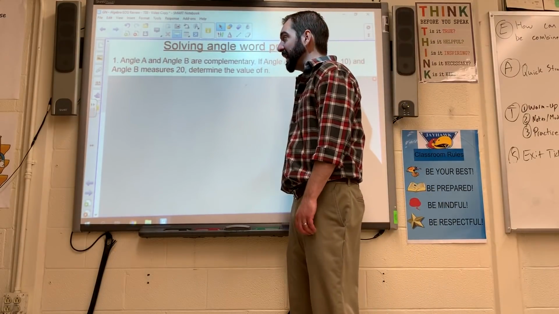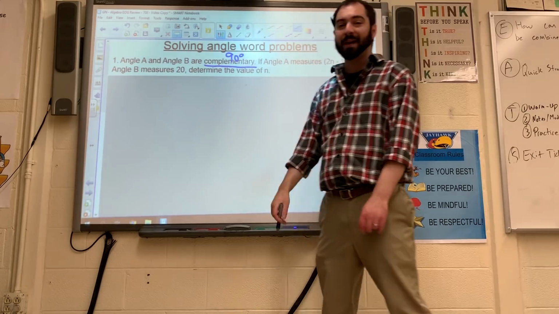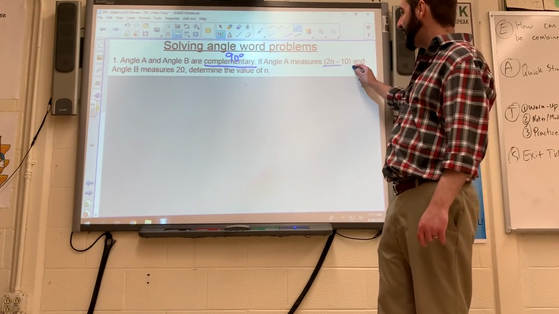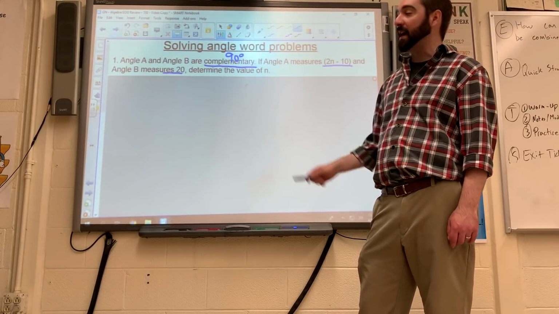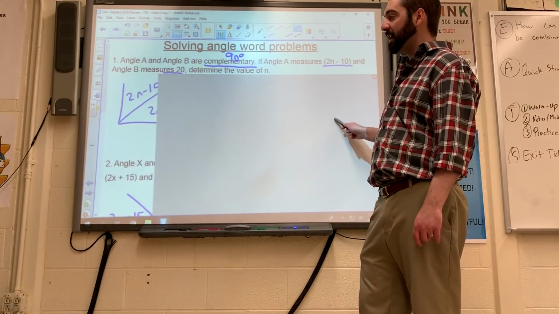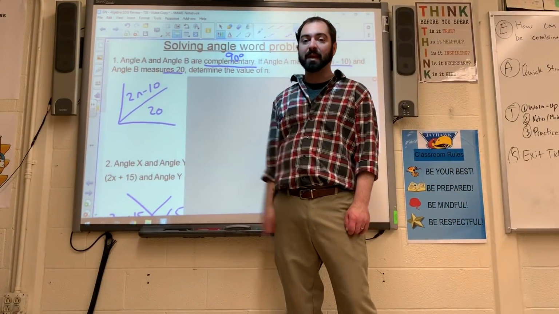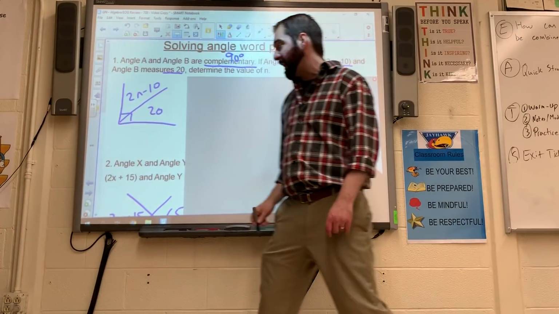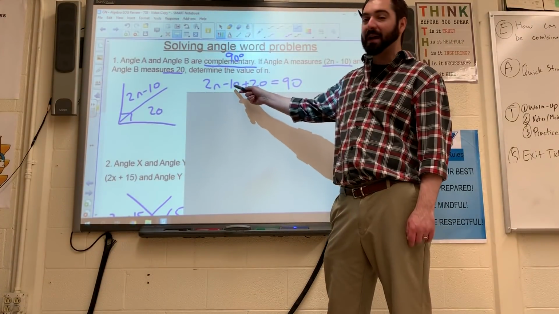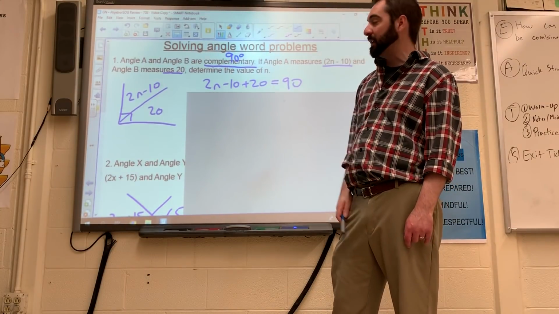So again, it says angle A and angle B are complementary. Again, boom, I automatically know that's 90-degree angles. Measure of A, measure of B, and they want to determine the value of n. Okay, well again, first thing I did is I drew myself a little picture. I said 2n minus 10 plus the 20 is the same as a 90-degree angle. So again, 2n minus 10 plus 20. Angle A plus angle B equals 90 degrees.